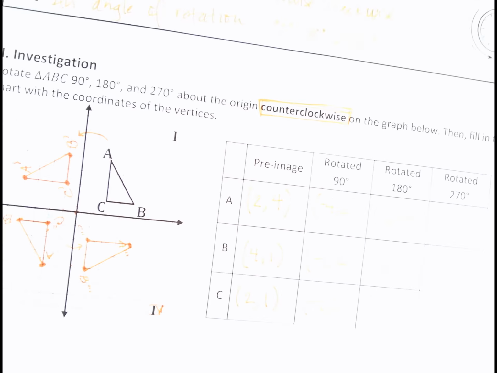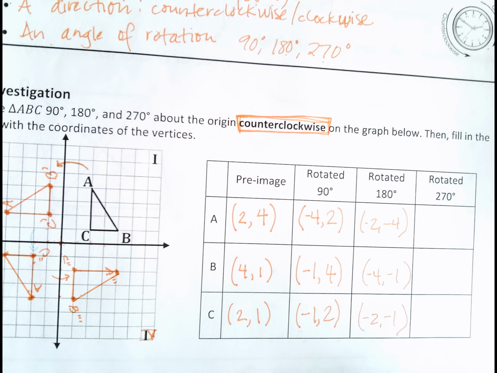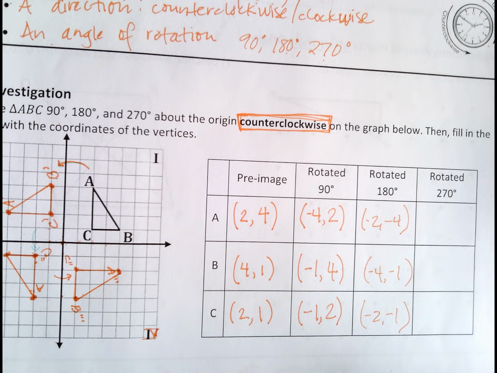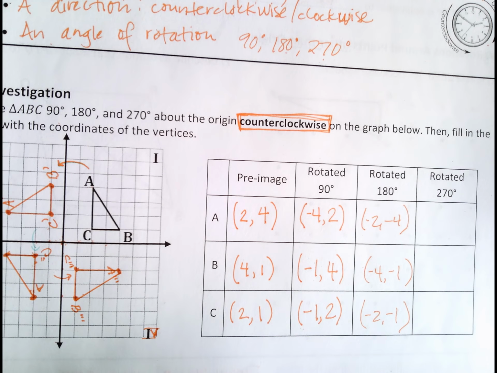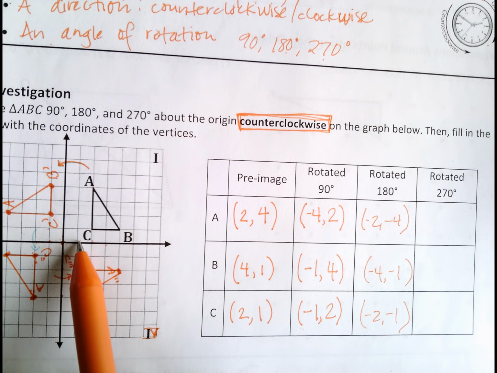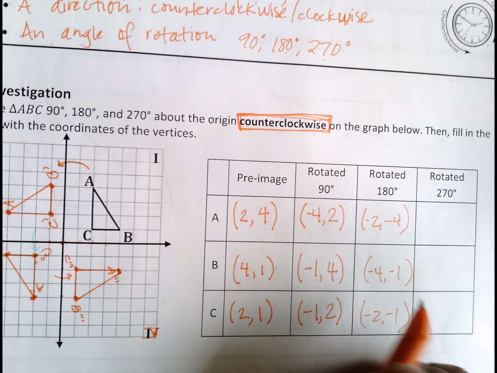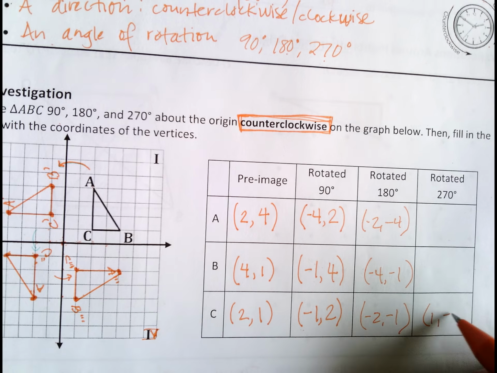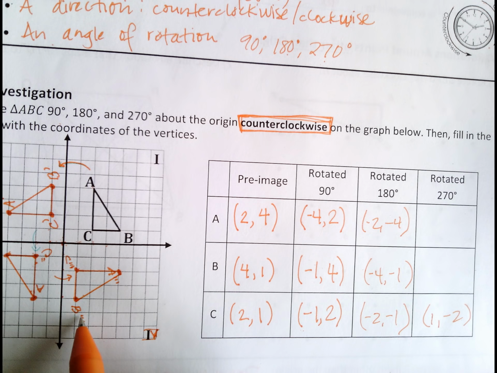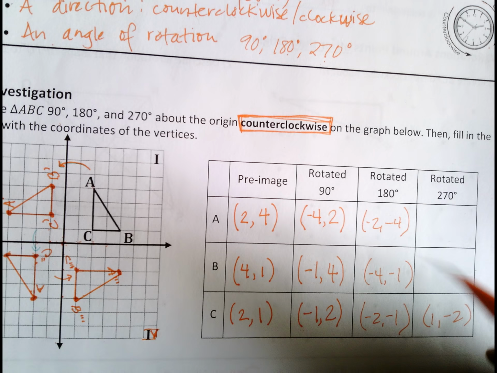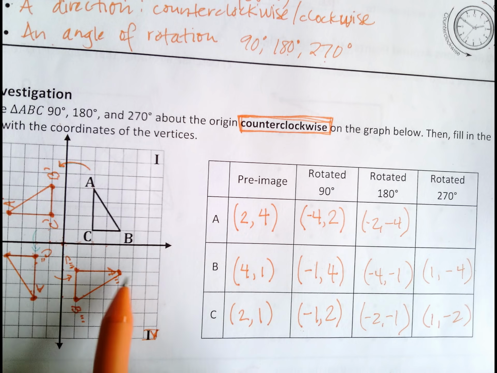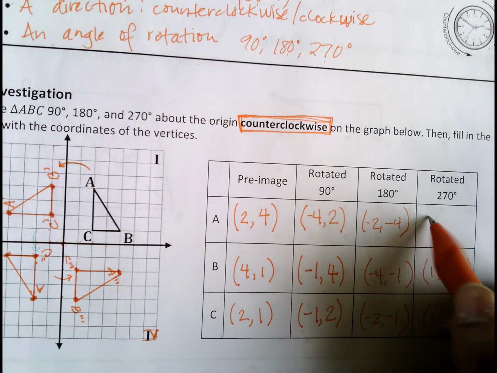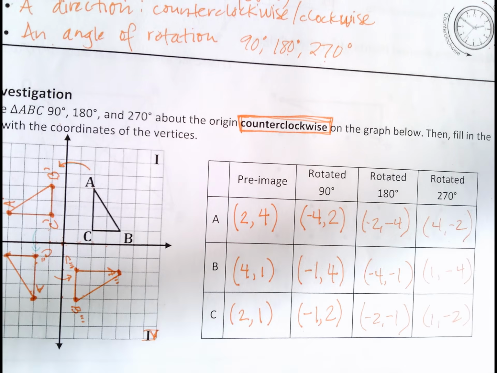So if you paused and you did it yourself first, hopefully we have the same coordinates. For C triple prime, the coordinates of C triple prime are positive 1, negative 2. The coordinates for B triple prime are positive 1, negative 4. The coordinates for A triple prime are +4, -2. And that's how we did those rotations.